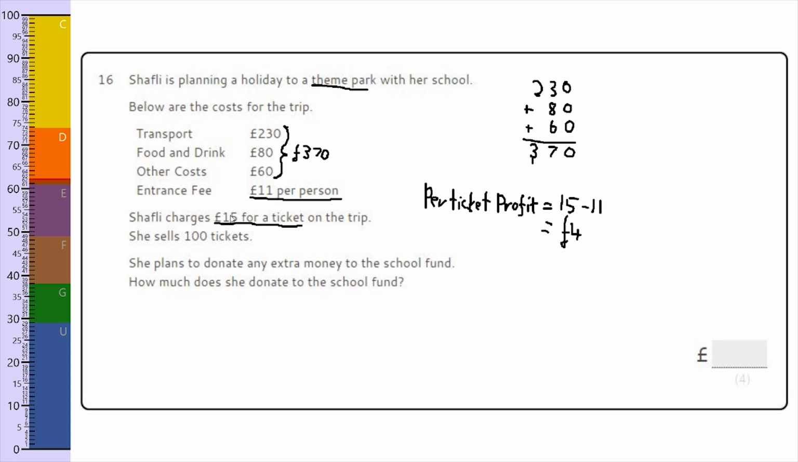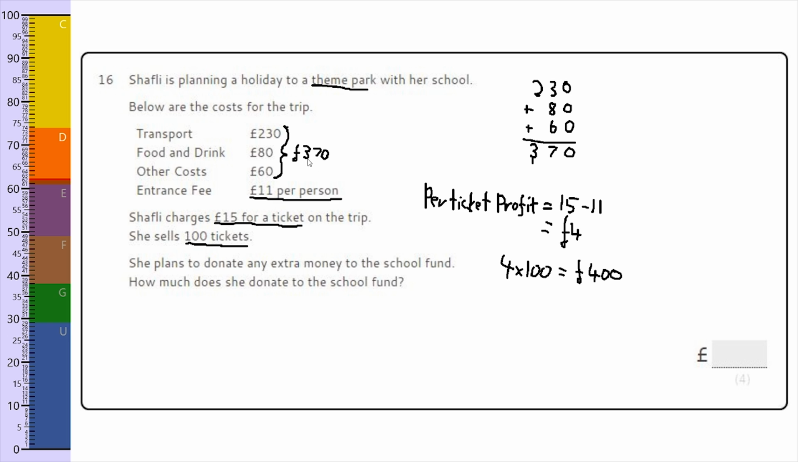So you could work out with 15 and then take away 11 lots of it, but this is a lot simpler. She sells 100 tickets, so there's 100 tickets being sold. So she's going to get 4 times the 100. She's making £4 per ticket and she's selling 100, so that's £400 in total.